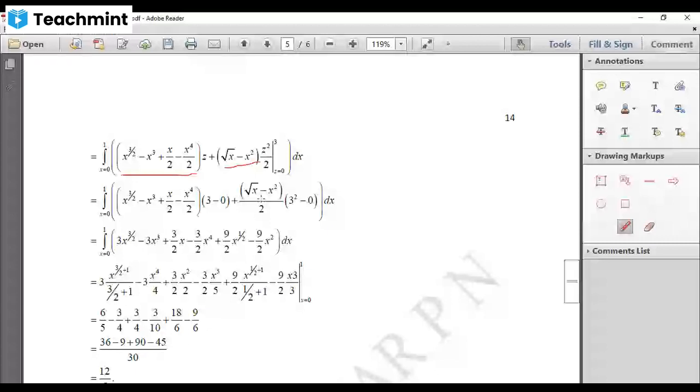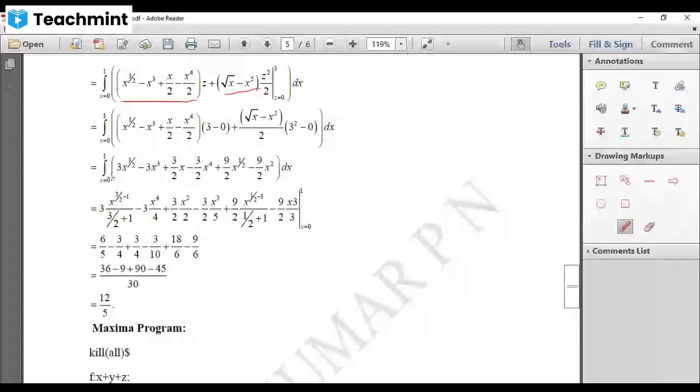Now you integrate this with respect to x. 3 is constant, that remains as it is.